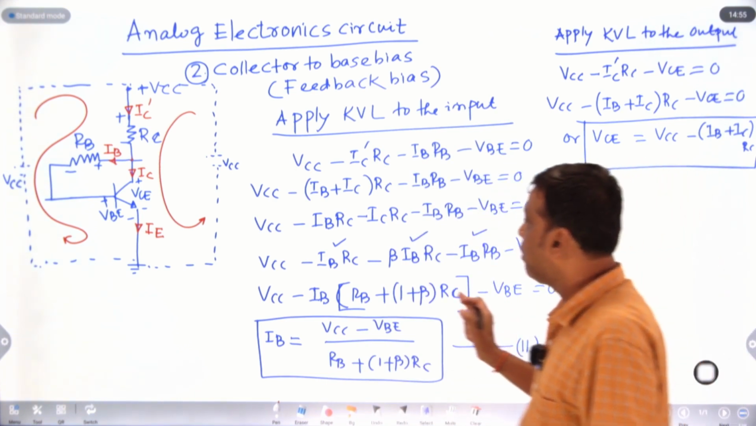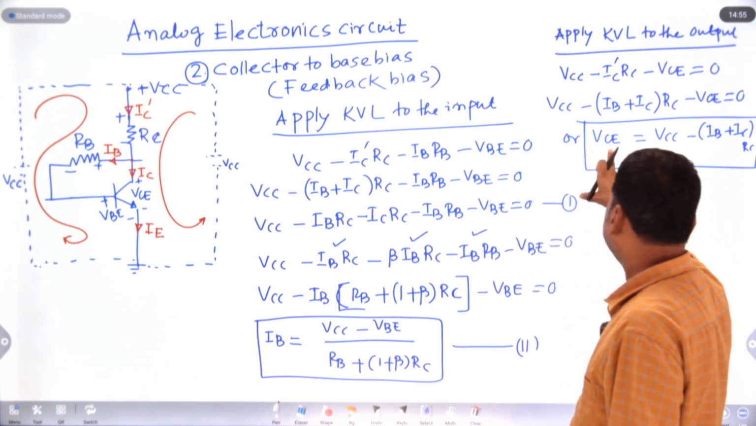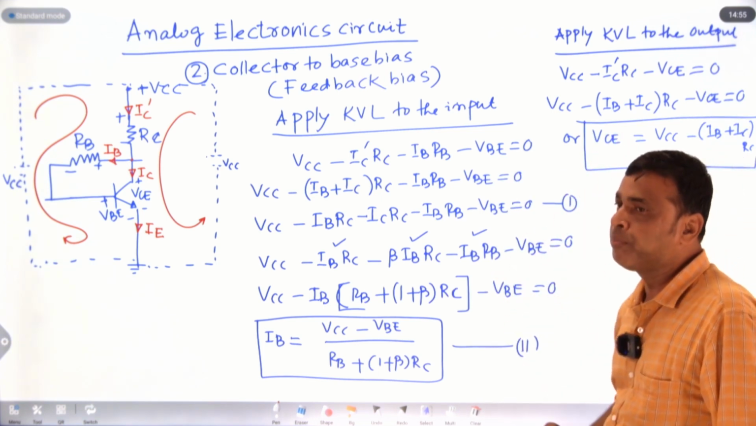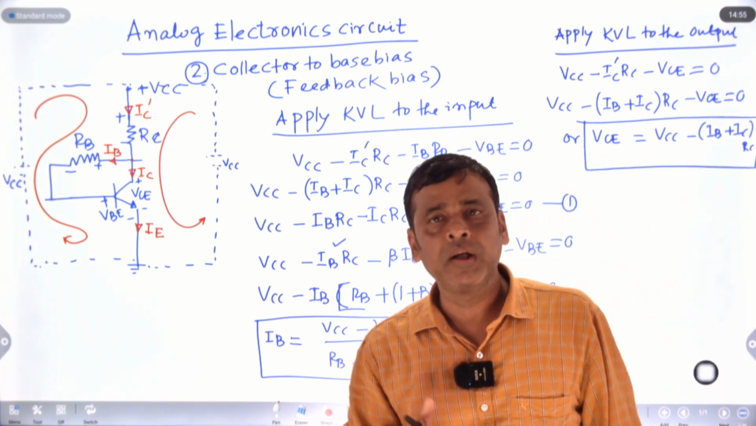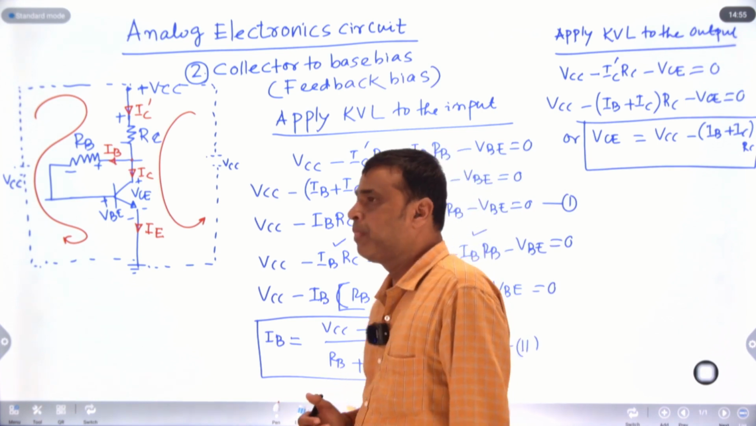Then if you apply KVL to the output, you will get the output equation, that is your VCE, the collector-emitter voltage. The IC and VCE are the two operating points you can determine. Then go for the stabilization.